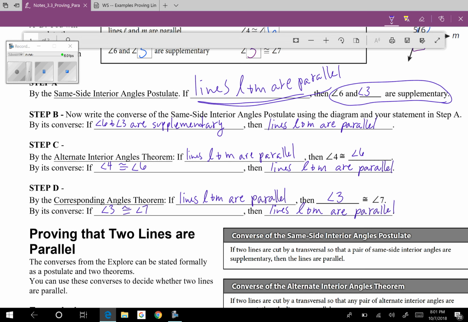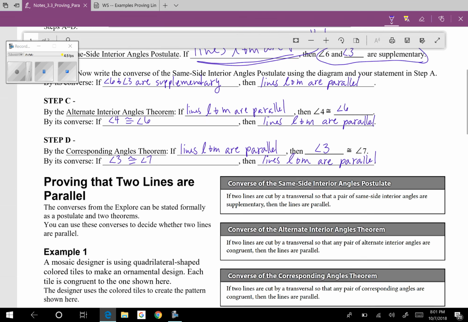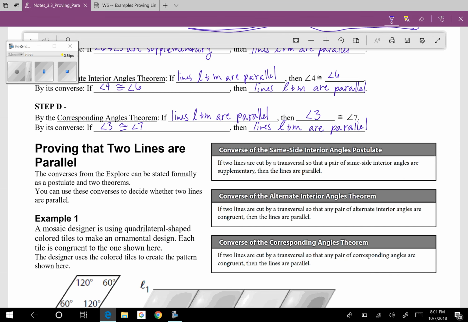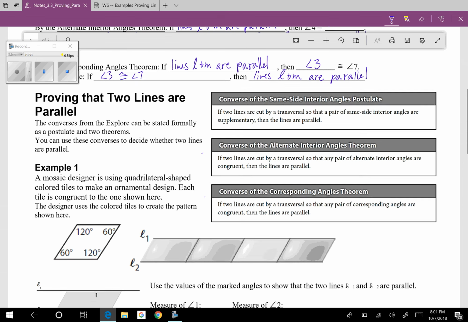So that's all you have to do. If you know that 3 and 7 are congruent, then you could say the lines are parallel. If you know that 4 and 6 are congruent, then you can say the lines are parallel. If you know that 6 and 3 are supplementary, you can say the lines are parallel. And so now they've just got them written out formally right here for us, so you can see all those. And so now we will do an example.